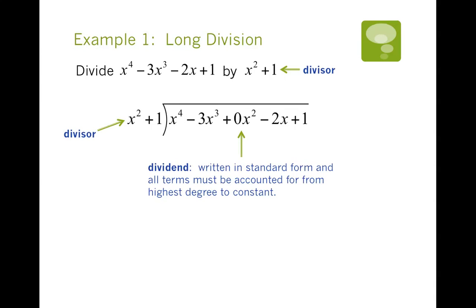But especially in our dividend, we also want all terms to be accounted for from the highest degree down to the constant. You'll notice in this case, the original polynomial did not have an x squared term. But when we set it up in the bracket, we have added a 0x squared term in the polynomial. It's acting as a bit of a placeholder. 0 times x squared doesn't change the original polynomial, but it does give us a place to put x squared terms.